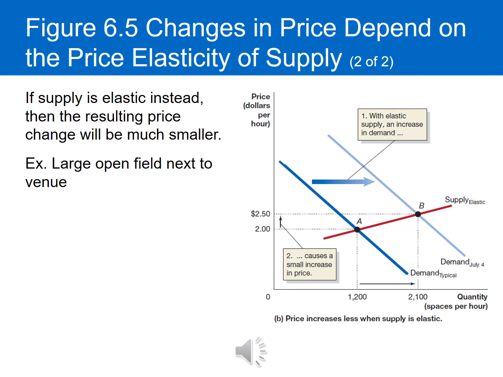So what we see is the quantity of spaces being offered increases substantially, and the price increase is very small. The price increase is very small because firms are able to meet the increase in demand. They're able to increase their supply, so there's much less rationing that has to occur.